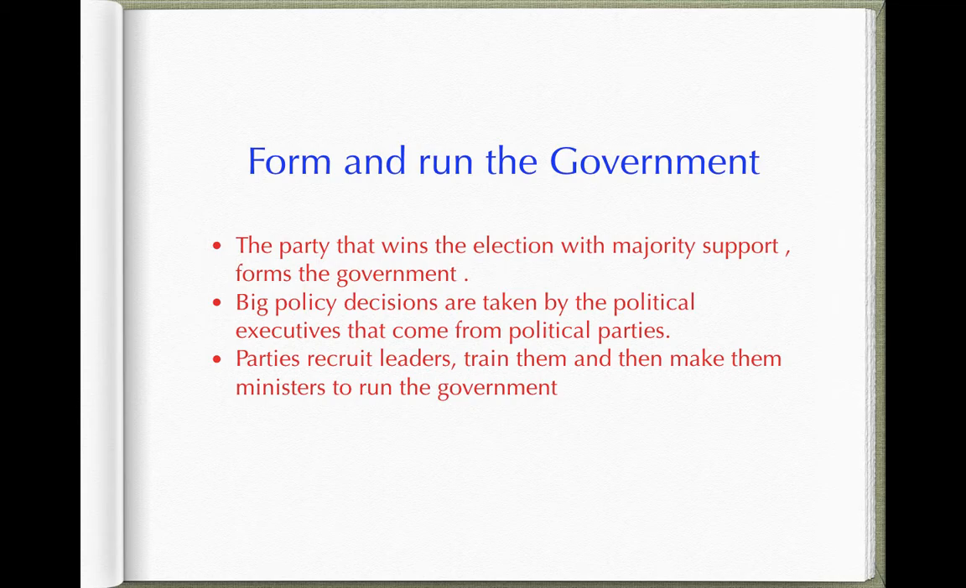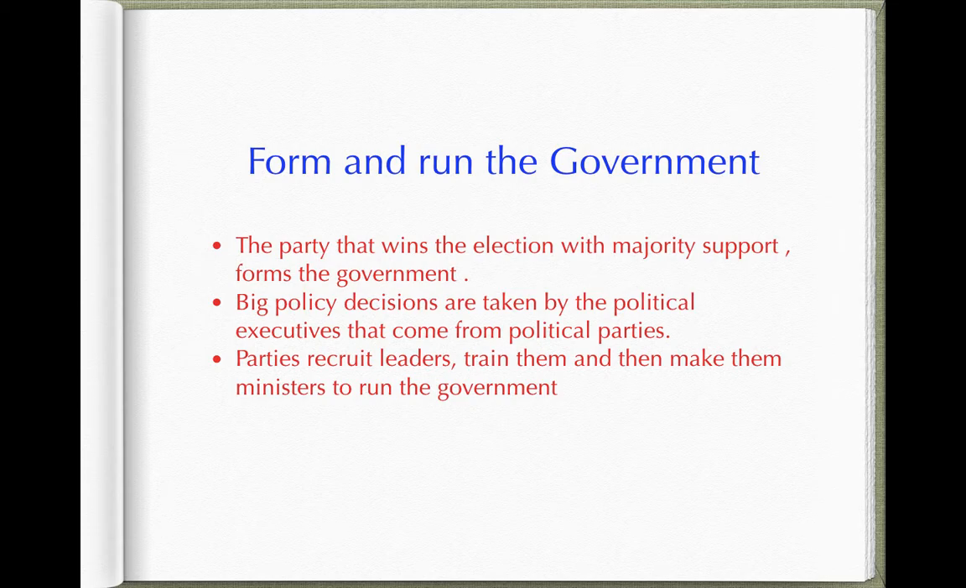The next function of the political party is that they form and run the government. So the party that wins the election with majority support forms the government. Okay, so to form the government, the political party has to get majority support. And that is how they form the government.